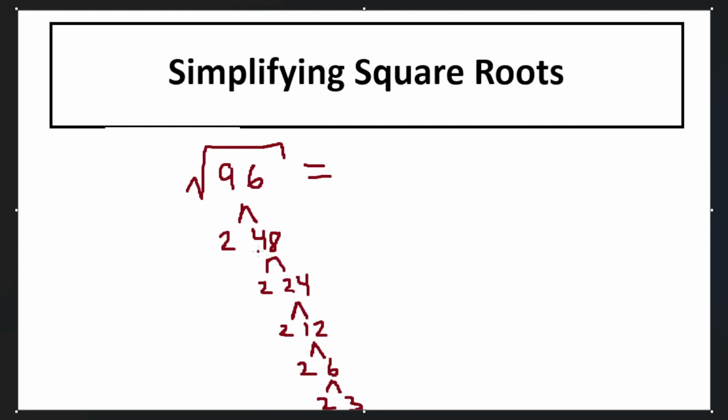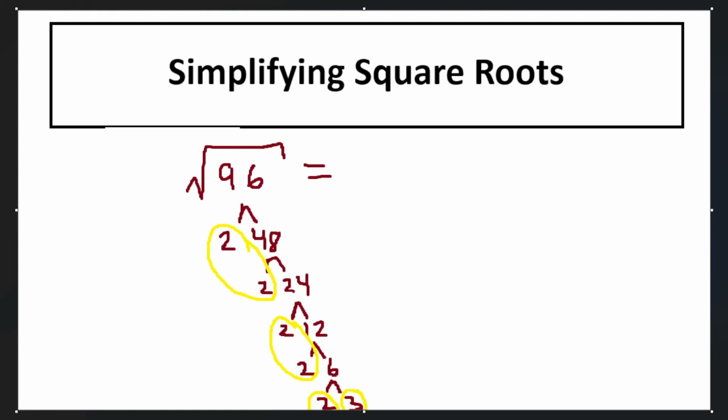So what's important here is to always circle the pairs. So we have a pair of 2 right here. We have a pair of 2 right here. And we also want to circle the smallest no pair numbers. So this would be 2 and 3.